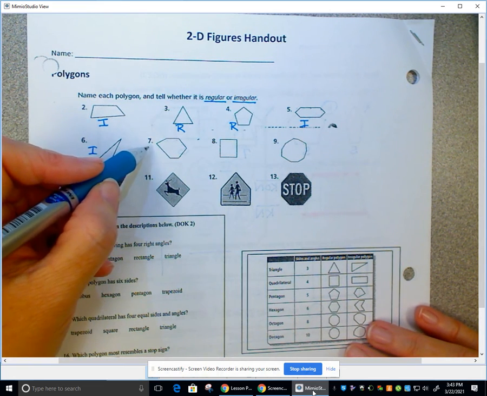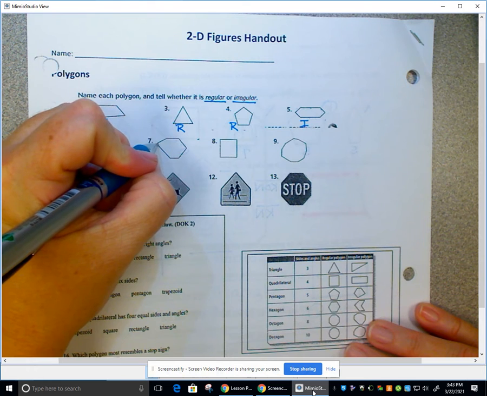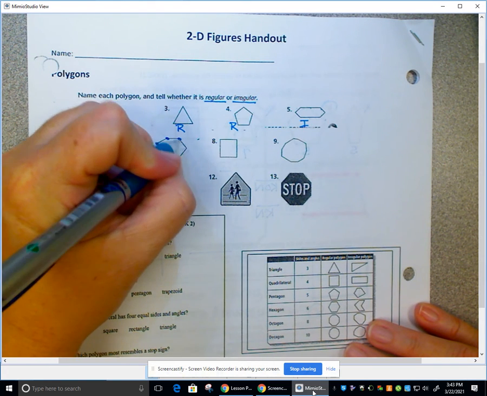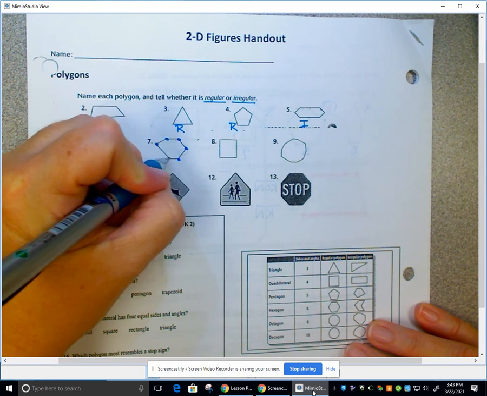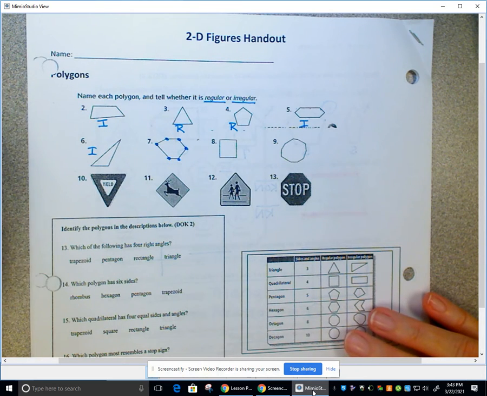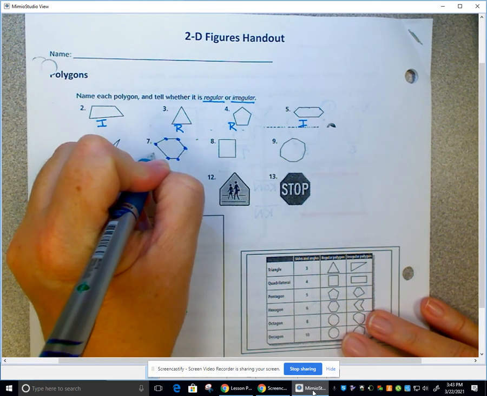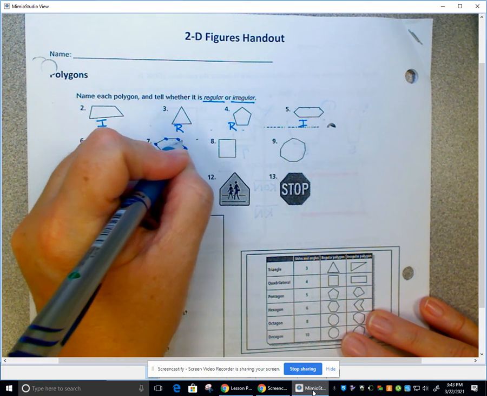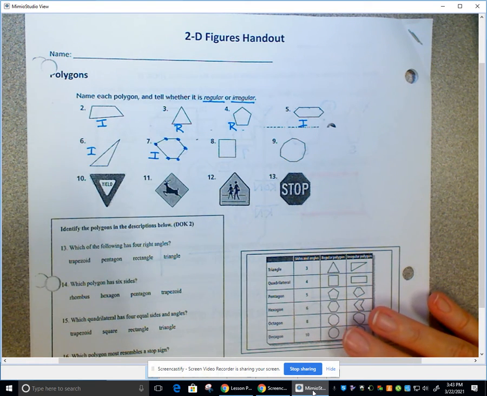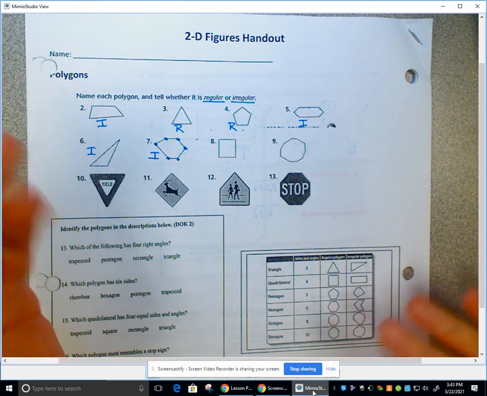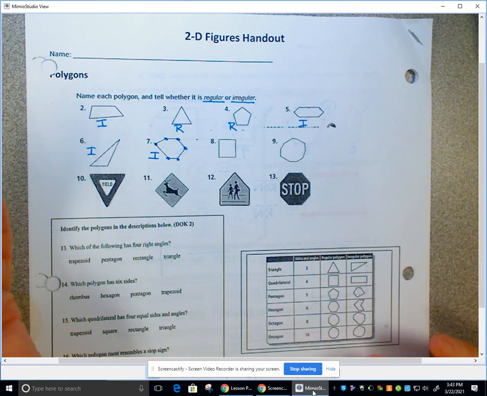Look at number 7. This is a 1, 2, 3, 4, 5, 6. That's a hexagon. And it's definitely irregular because almost all of those sides are different, aren't they? And the angles are certainly different. If the sides are different, the angles will be different.